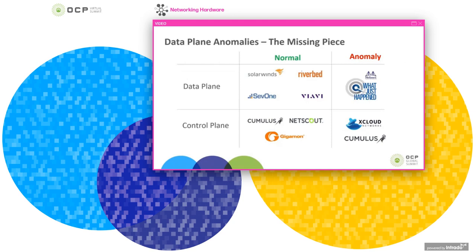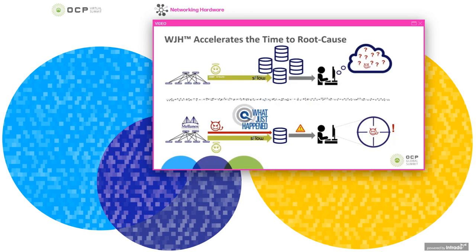So let's look a little bit at how people do this thing called telemetry. You'll see that there are a lot of solutions out there for what we would call normal telemetry. Looking at anomalies in the data plane or in the control plane is a bit of a gap, and that's what we're going to talk about today. A new feature that we call What Just Happened, and how it works with xCloud Networks, and how it works with Cumulus Networks as well. So first off, let's look at What Just Happened.